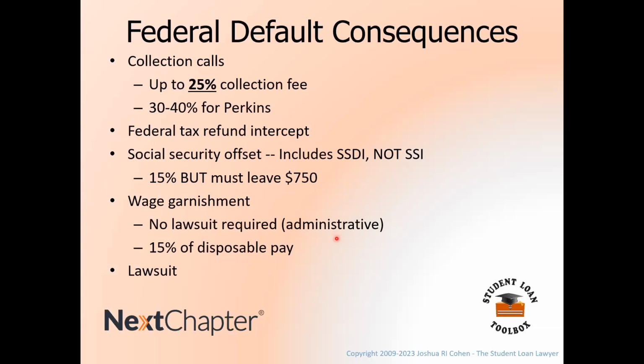Wage garnishment, no lawsuit required. They give a 30-day warning letter, and then they take 15% of disposable pay after taxes and mandatory health. This garnishment takes priority over judicial garnishments. It loses to child support, but it has priority over judicial garnishment. And they can sue you. I have defended people being sued by the Department of Justice.